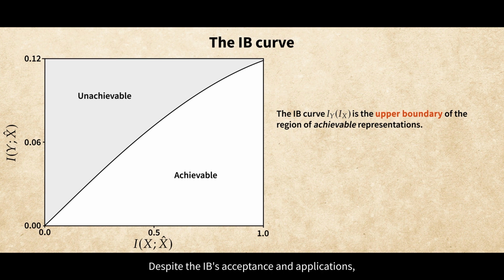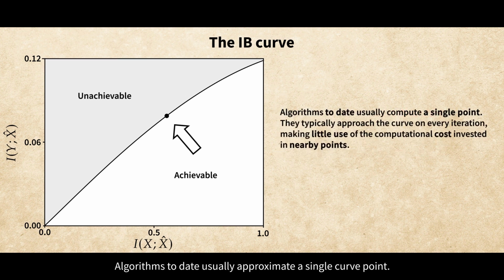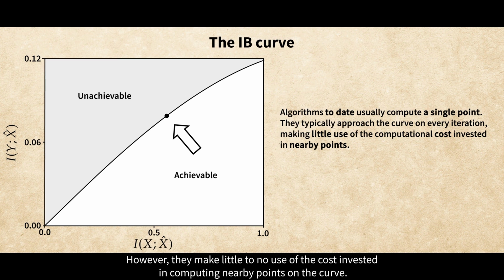Despite the IB's acceptance and applications, surprisingly few techniques exist to solve it numerically, even for finite problems whose distribution is known. Algorithms to date usually approximate a single curve point. Starting at a suboptimal initialization, they typically try to approach the curve on every iteration. However, they make little to no use of the cost invested in computing nearby points on the curve.